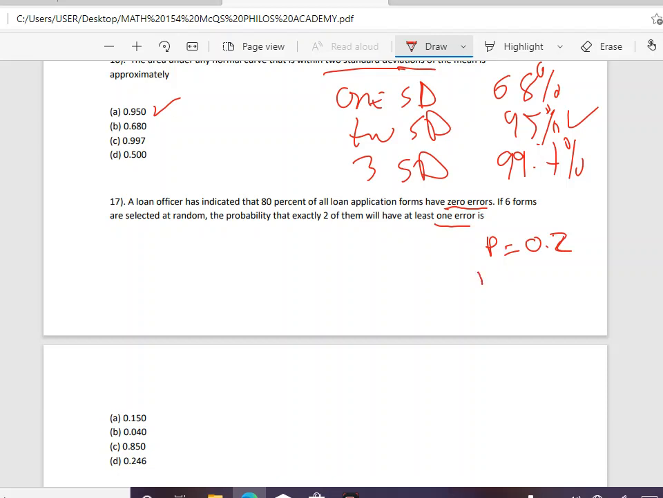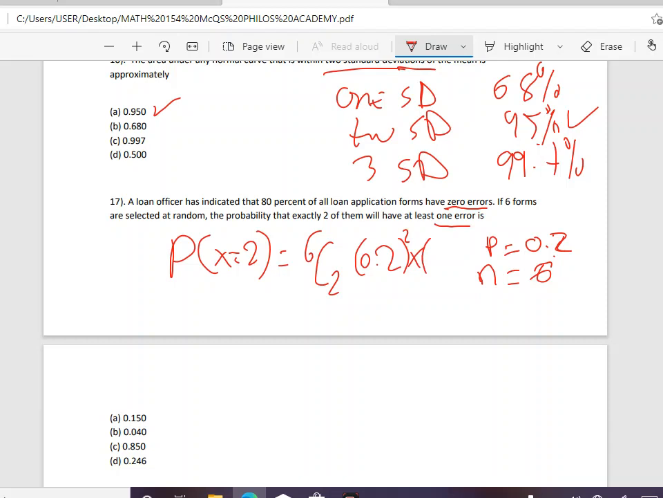And our n will be what? 6. That's 6 forms. So the question is asking us to find the probability that s is exactly 2. So it's binomial. So that's 6 combination 2, then 0.2 exponent 2 times 1 minus 0.2, which is 0.8 exponent what? 6 minus 2. In one of the questions, I show you how to fix the combination on your calculator.